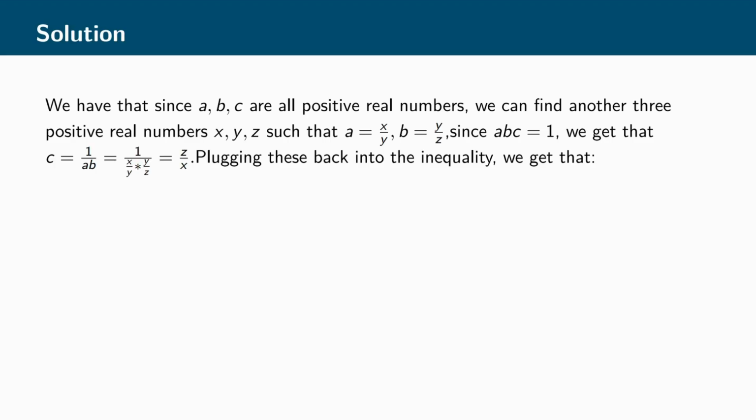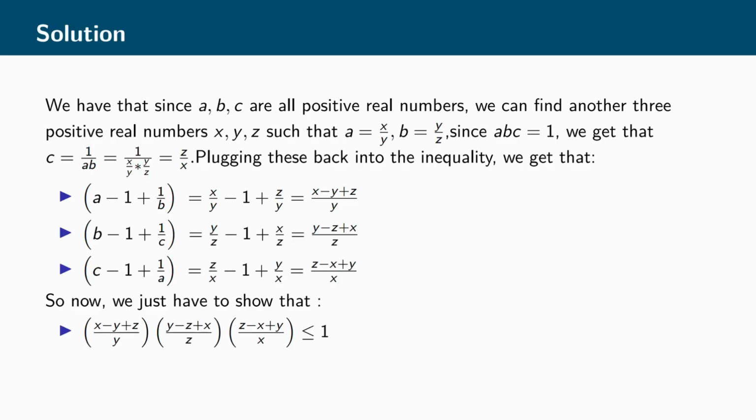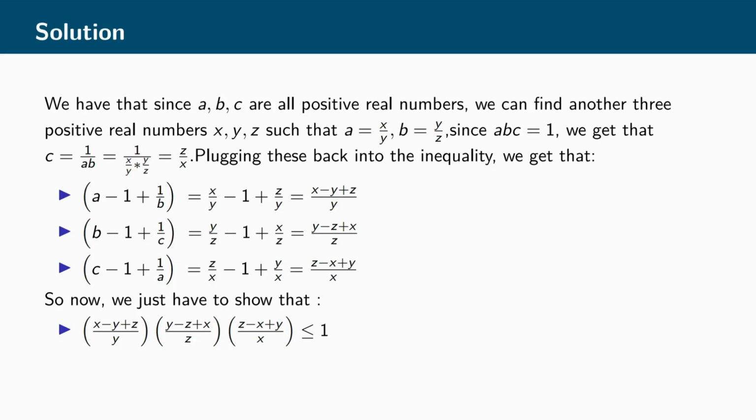Plugging these back into the inequality, we get that A minus 1 plus 1 by B equals x by y minus 1 plus z by y, which equals x minus y plus z whole over y. Similarly, for the other two terms, we get the following results. So now we just have to show that (x minus y plus z) by y, (y minus z plus x) by z, (z minus x plus y) by x is less than or equal to 1.